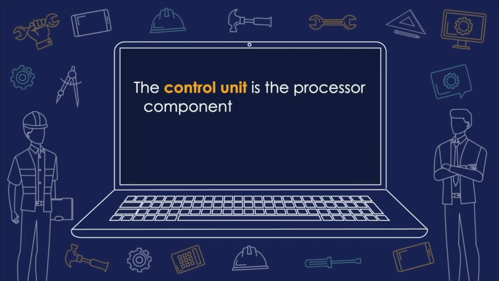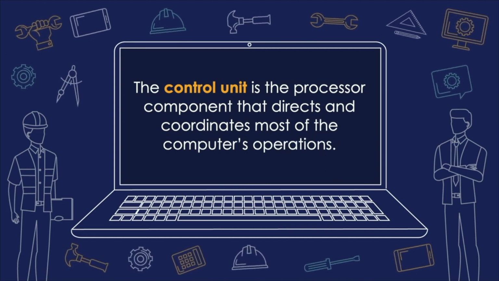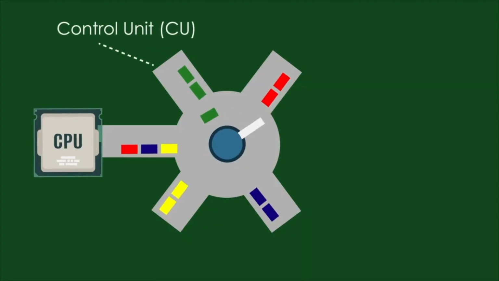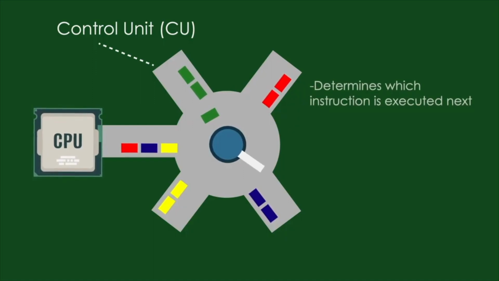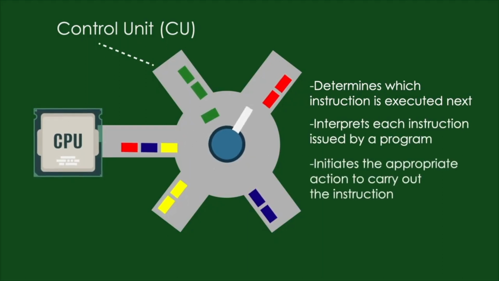Under the Central Processing Unit, we have 2 essentials here, namely the control unit and the arithmetic logic unit. The control unit is the processor component that directs and coordinates most of the computer's operation. The control unit has a role much like a traffic police. It determines which instruction is executed next, interprets each instruction issued by a program, and initiates the appropriate action to carry out the instruction.